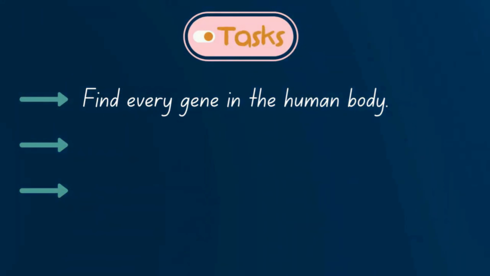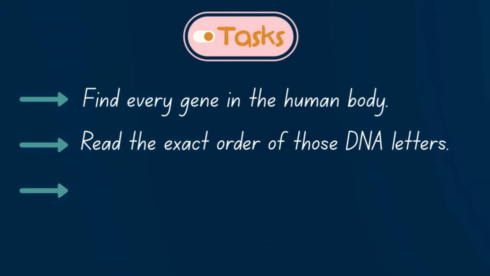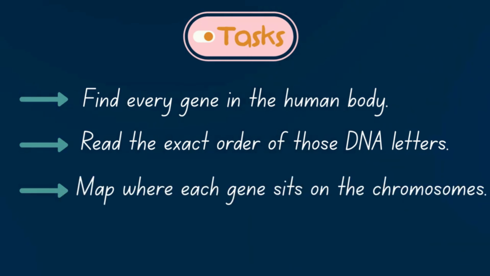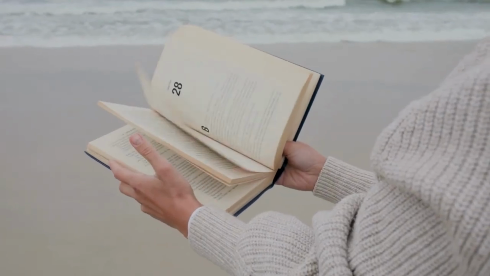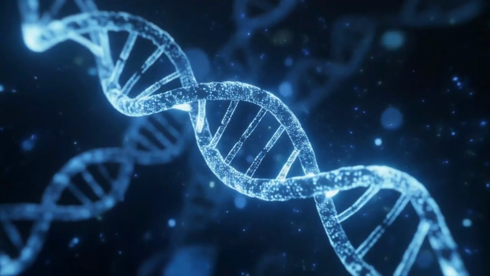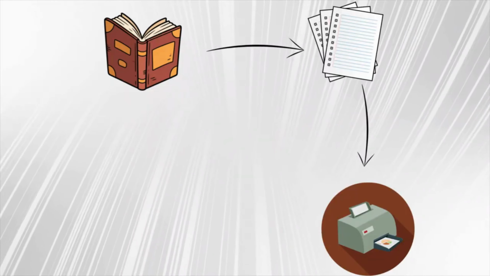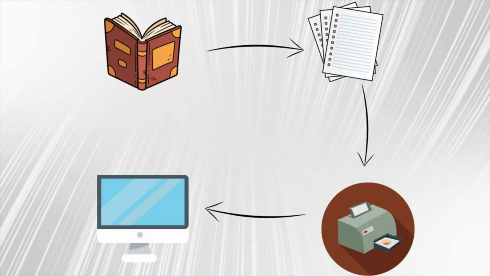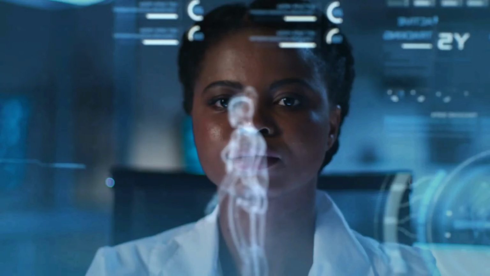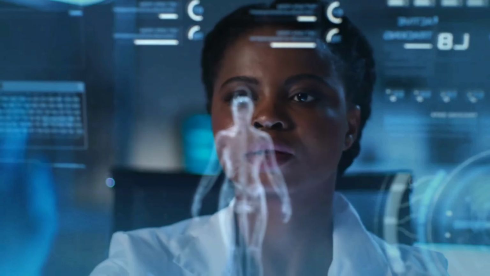The Human Genome Project had 3 big tasks. First, find every gene in the human body. Second, read the exact order of those DNA letters. Third, map where each gene sits on the chromosomes. But this was not like reading a normal book. DNA had to be cut into millions of tiny pieces, copied again and again, read by machines, then reassembled by computers. Imagine tearing a giant book into shreds, scanning every piece, and then asking a computer to put it back in the right order. That's what scientists were doing on a scale never tried before.